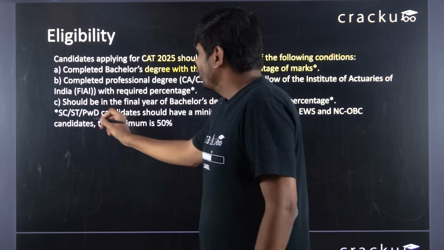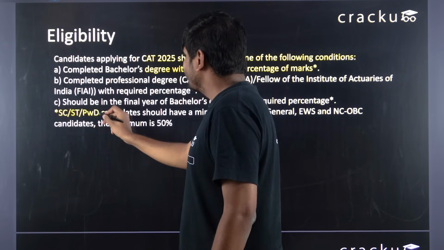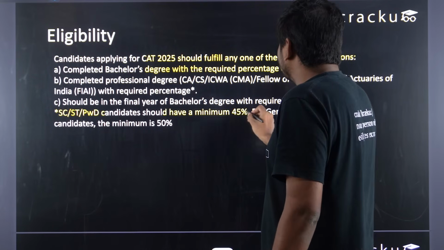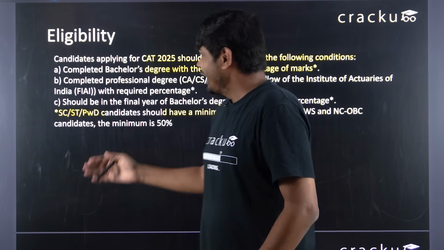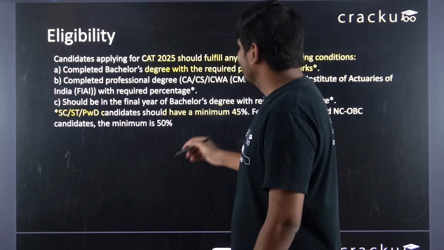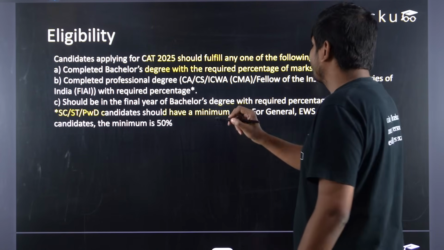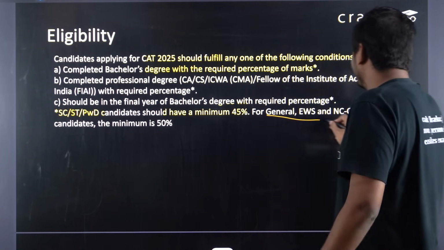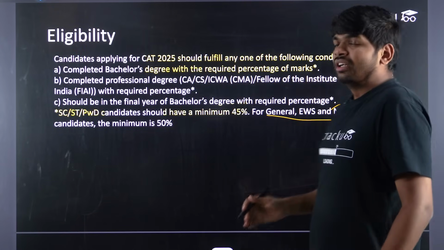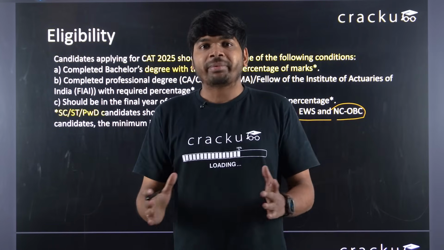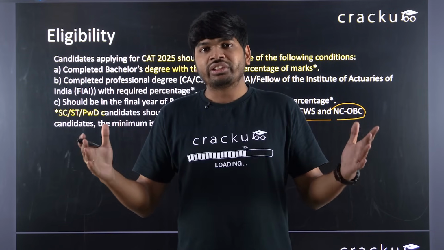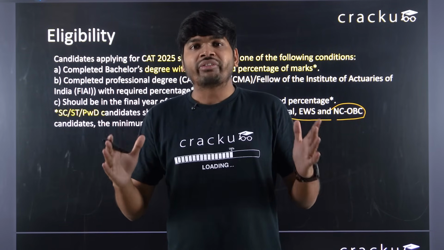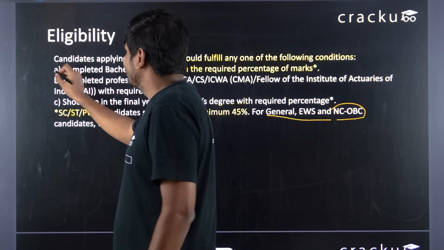If you look at SC, ST and PWD, the minimum percentage is 45%. So if you belong to SC, ST or PWD, you should have a minimum of 45%. And for General, EWS and NC OBC, the minimum percentage is 50%. So if you have scored more than 50% in your graduation, you are eligible for CAT 2025. This is the first condition.